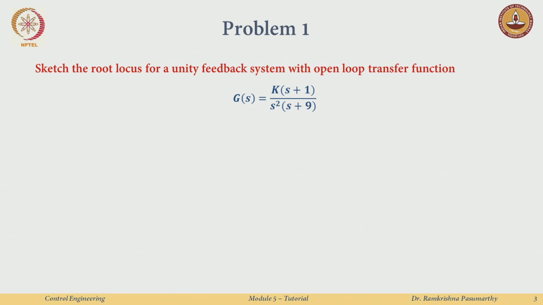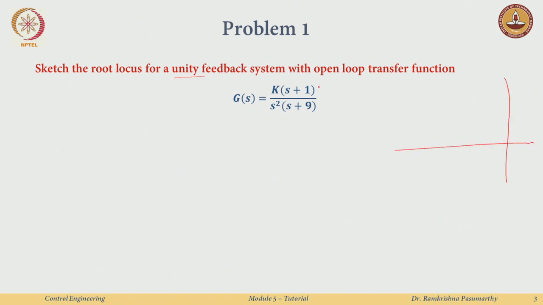G of s is given. Throughout, I assume that everything is a unity feedback system, so don't really worry about what's happening to the H, and then I just get the K in here as well. So okay, let's try plotting this.